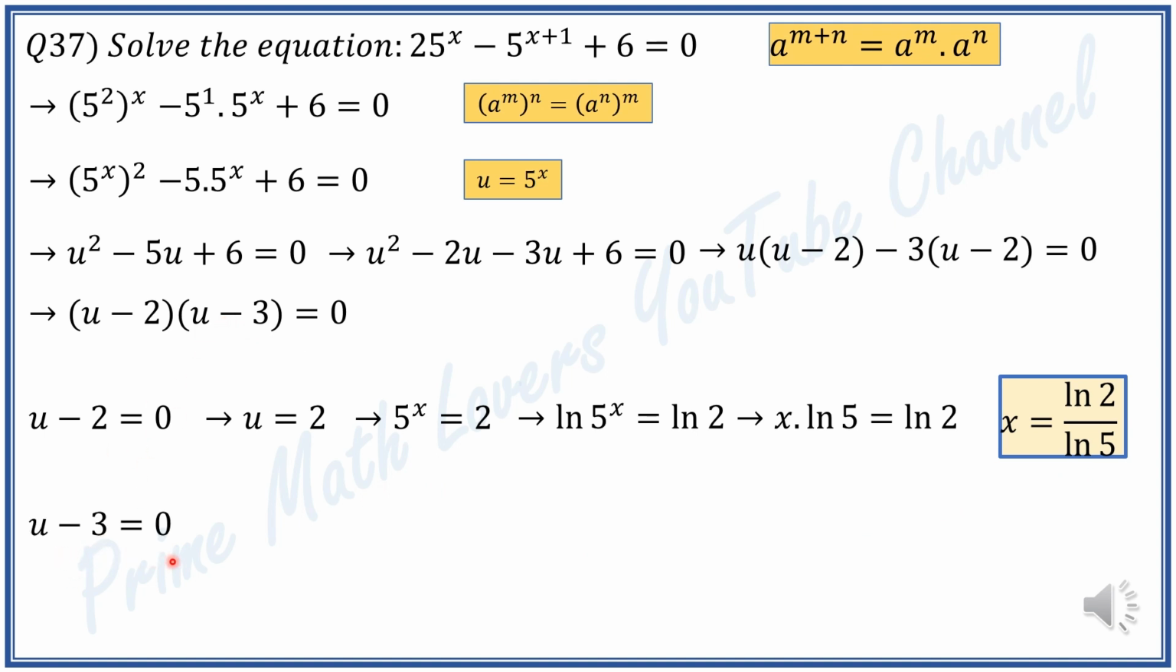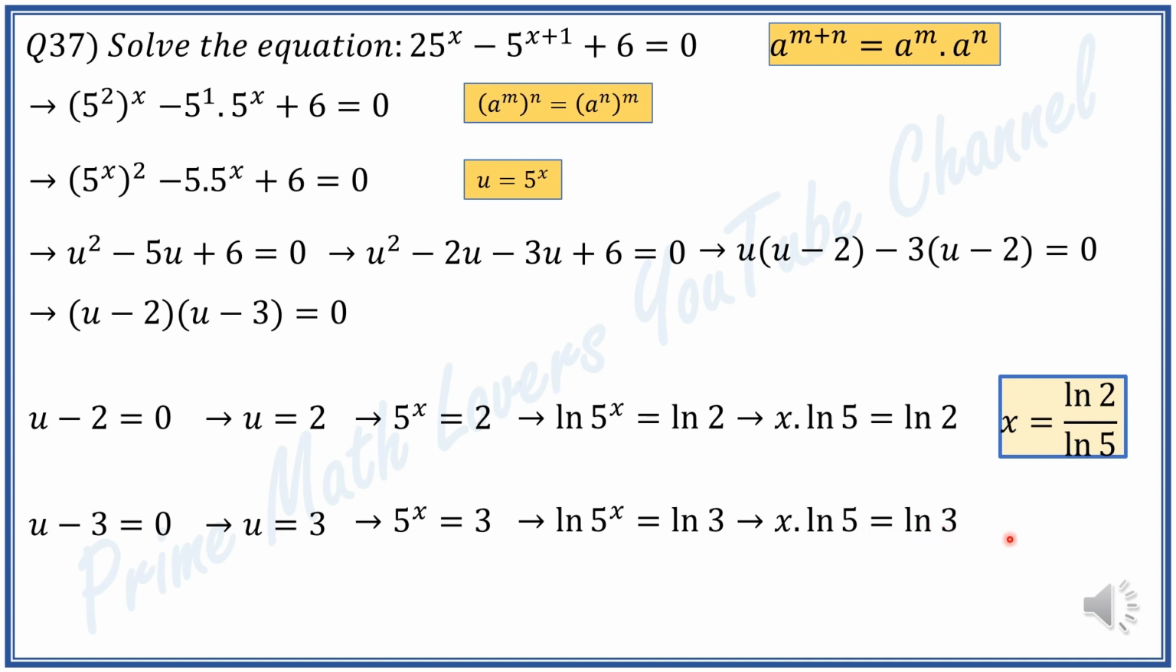We have another term to set equal to 0. So u minus 3 equal to 0 means u is equal to 3, and means 5 to the power of x is equal to 3. Again, we take natural logarithm of both sides, and we get ln of 5 to the power of x is equal to ln of 3. And again, with that rule, we can bring the exponent to the front of the term, and we get x times ln of 5 is equal to ln of 3. Then we divide both sides by ln of 5, and we get x is equal to ln of 3 divided by ln of 5.